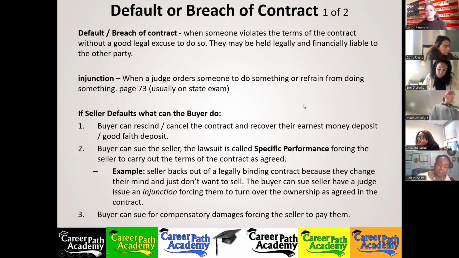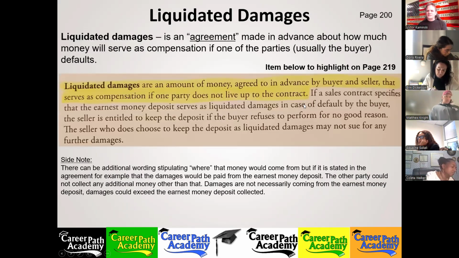Now, what if the buyer defaults? What can the seller do? We'll learn about that on the next slide. But first, I want to go over the term liquidated damages. Let's do the highlight here in the book. Liquidated damages are an amount of money agreed to in advance by the buyer and seller that serves as compensation if one of the parties does not live up to the contract.